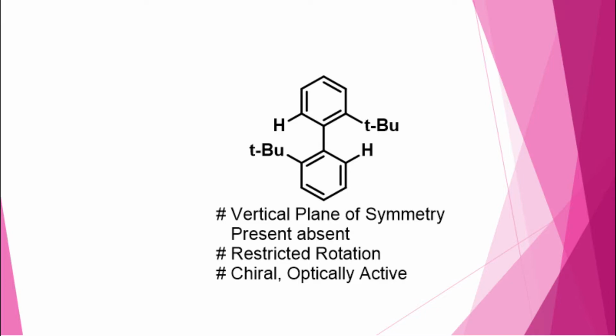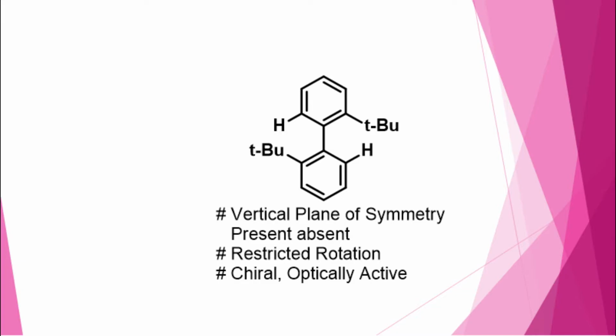A similar example: here also hydrogen is present, but the tertiary butyl group is very sterically crowded. So the presence of that tertiary butyl group single-handedly restricts the C-C bond rotation. Okay, so for that reason the molecule becomes chiral as a whole.